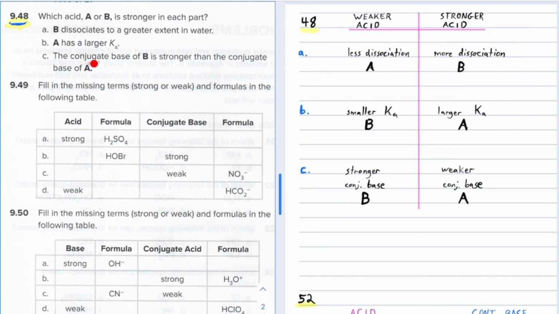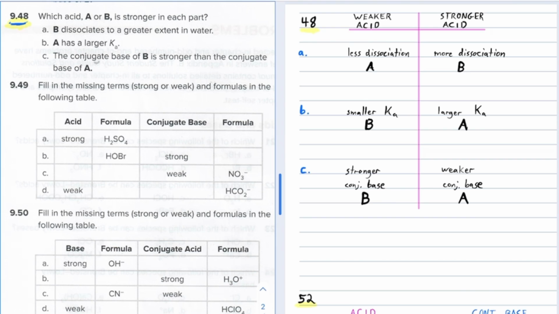Part C, the conjugate base of B is stronger than the conjugate base of A. This one's more tricky. When an acid molecule dissociates, that means it releases its proton.